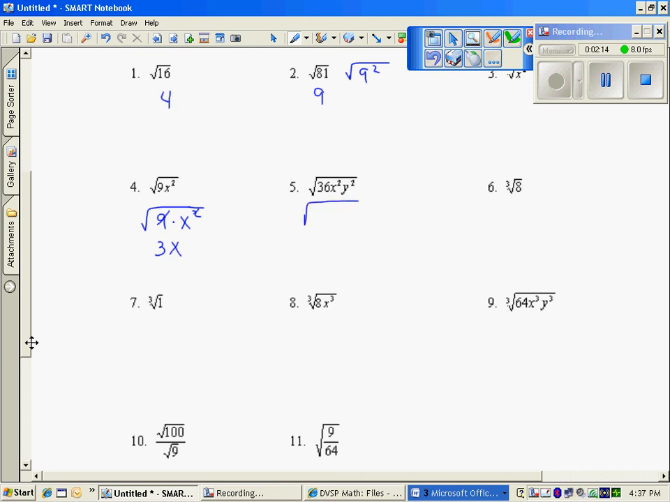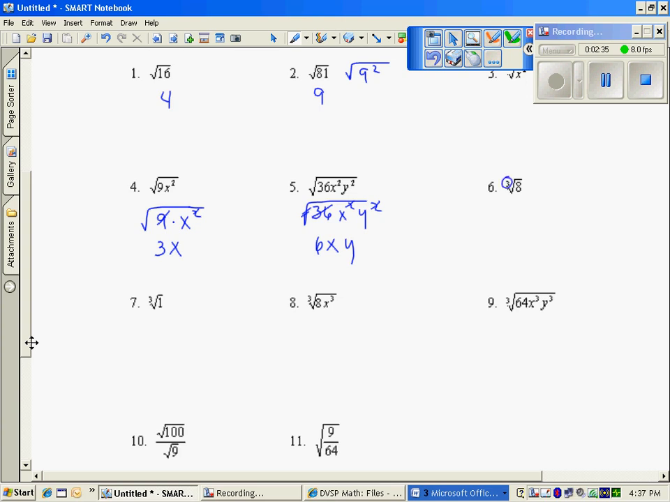Here I'm looking at 3 factors. I'm looking at the 36, the x squared, and the y squared. The square root of 36 is 6. The square root of x squared, again, those will undo or reduce, and likewise with the y. So it's 6xy. Now, this little number there says I have a cube root.